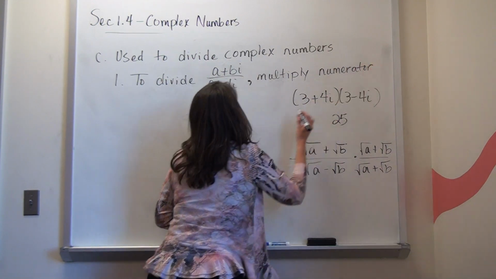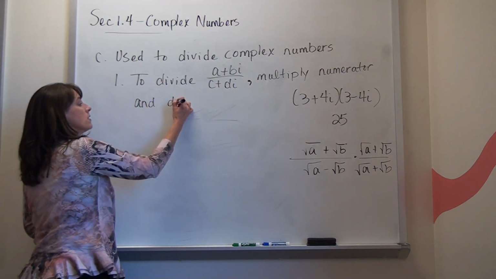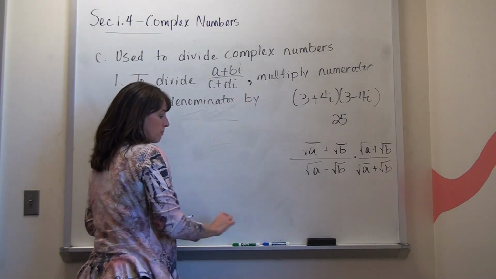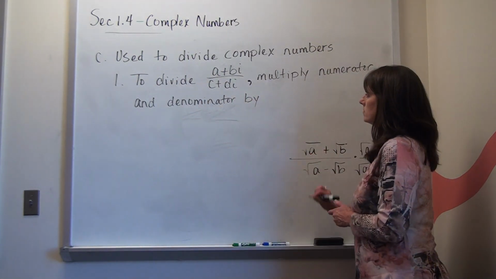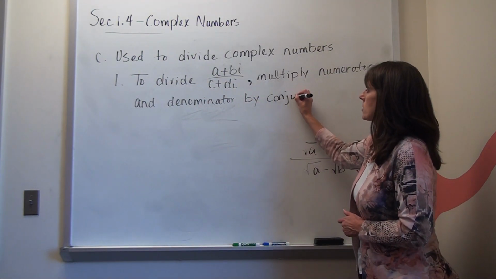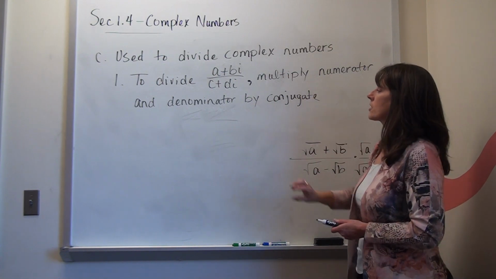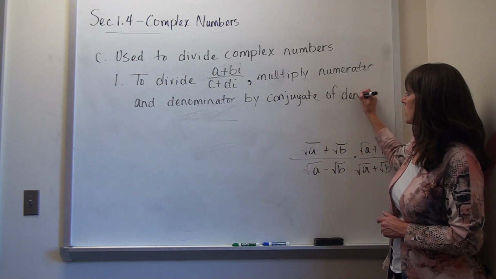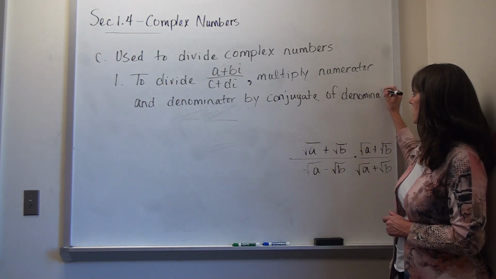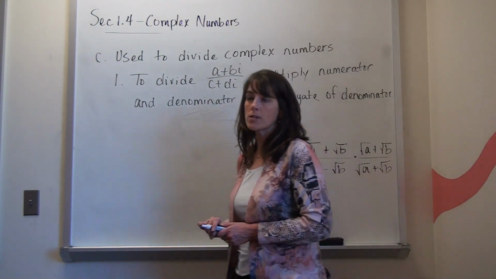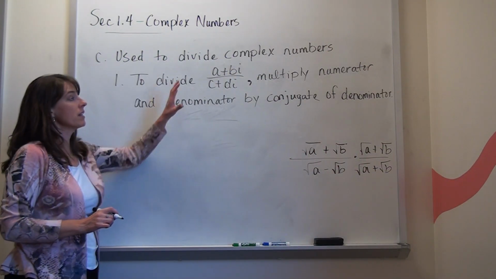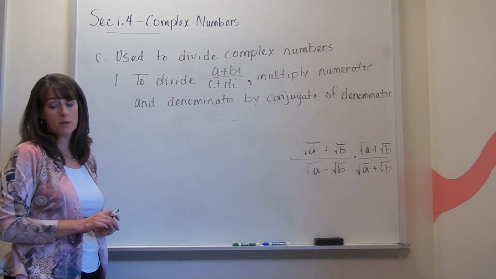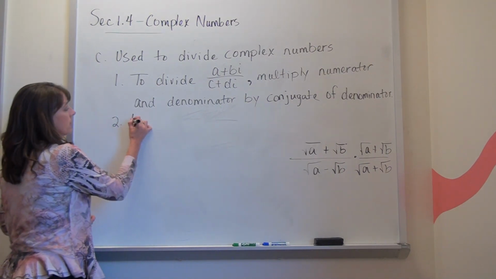I will multiply the numerator and denominator by the conjugate. But the catch is, the conjugate of which one? It's the conjugate of this denominator. By doing that, that will get the i out of the denominator. But more so, it's not so much the idea of getting the i out of the denominator. It allows us to actually do the division, taking that top complex number and dividing it by that bottom complex number. So let's see what that looks like.